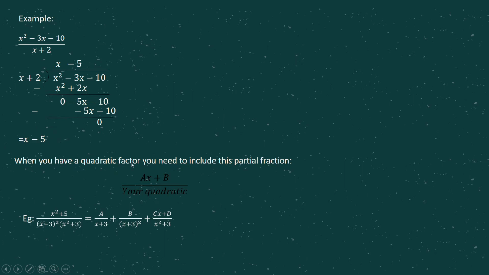When you have a quadratic factor, you need to include this partial fraction, as As plus B over your quadratic, like this. This is the quadratic, and meanwhile this is the repeated. So we must use the constant A over s plus 3, plus once again B over s plus 3 to the power of 2, and for the quadratic we must use Cs plus D over s squared plus 3.